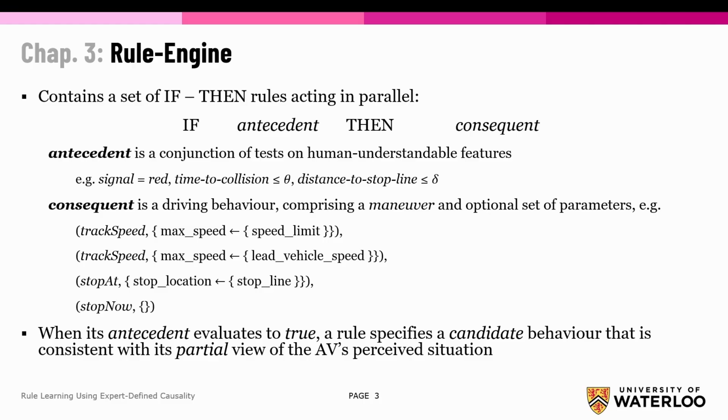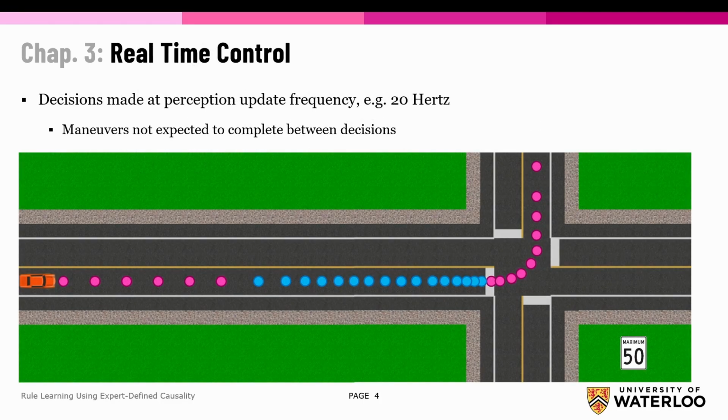And the consequent is simply a driving behavior, which comprises a maneuver and a set of optional parameters, such as track speed at the speed limit of the road, or stop at this stop line, or stop now, which is unparameterized. So when the antecedent evaluates to true, it simply specifies a candidate behavior, which is just an option that the vehicle can do.